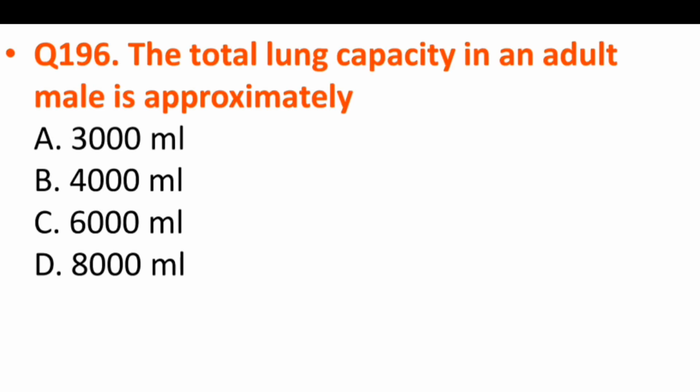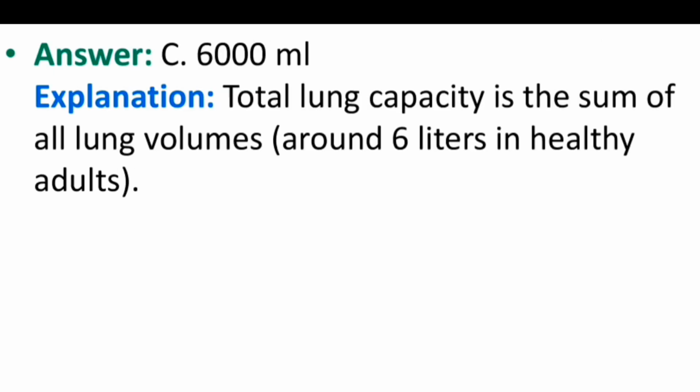The total lung capacity in an adult male is approximately option A, 3000 ml, option B, 4000 ml, option C, 6000 ml, option D, 8000 ml. The correct answer is option C, 6000 ml. Total lung capacity is the sum of all lung volumes, around 6 liters in healthy adults. Next question.